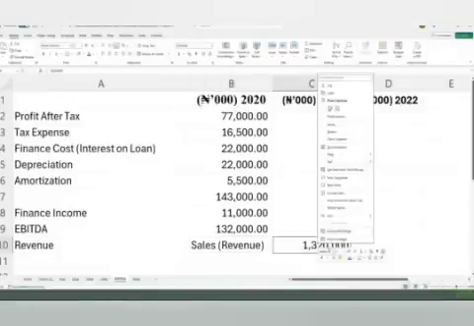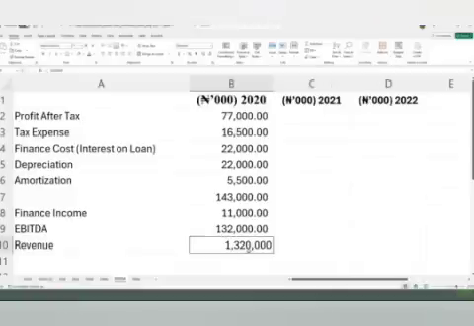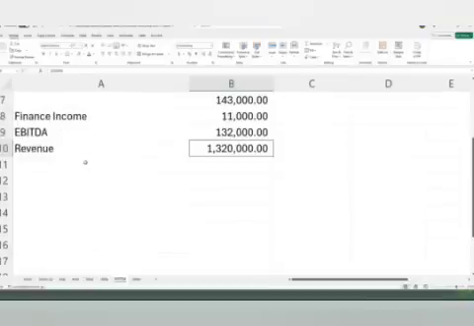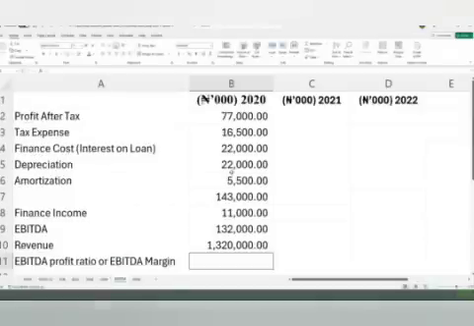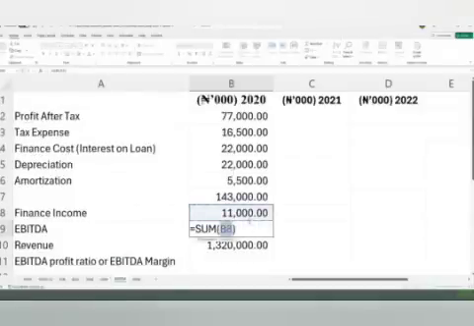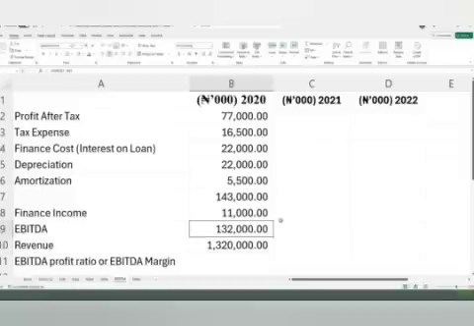Oh, okay, I already have the figure here, so let me just post it here. Okay, so 132 billion. So what is our EBITDA profit ratio, or it's called EBITDA profit, or EBITDA margin? Any of these two you call it is correct. So I think it's 10%. 10% for both, for all 23 years.